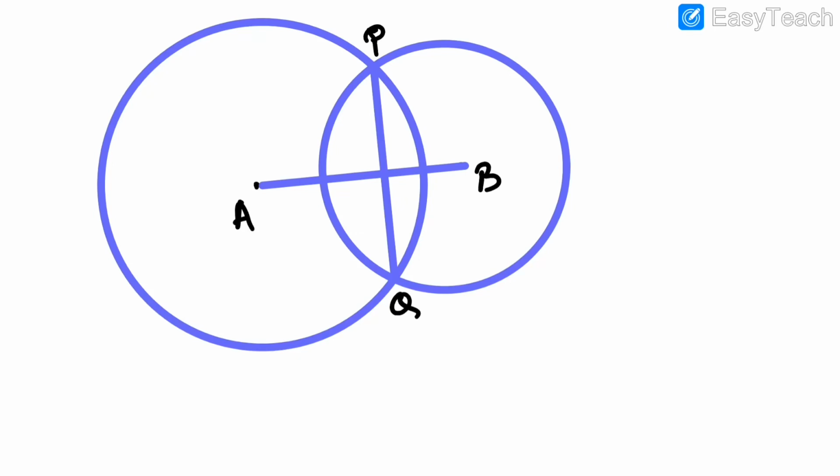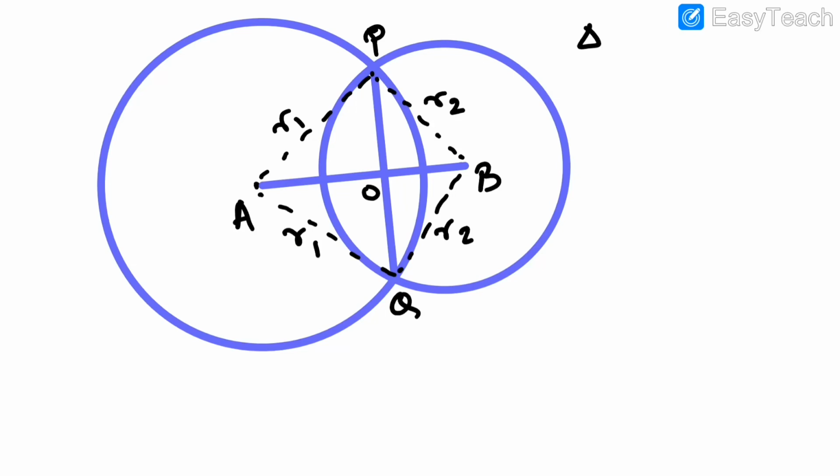This is O. It cuts in O. Let me rename it as R1, R2. This also is R1 because same circle. R2. So you see R1, R2. So triangle APQ is congruent to triangle BPQ on the basis of side, side, side. 3 sides are equal.